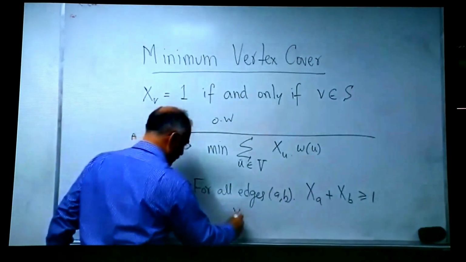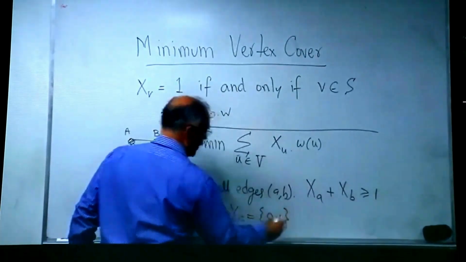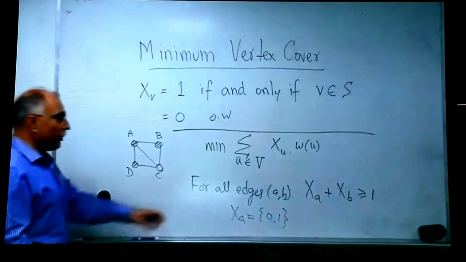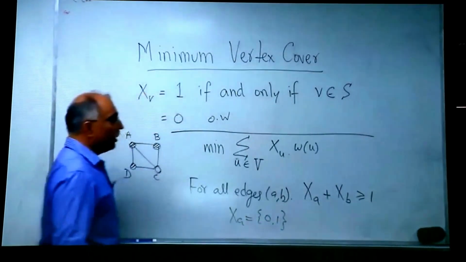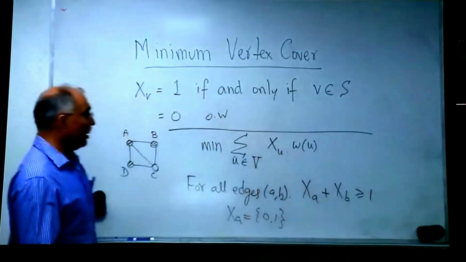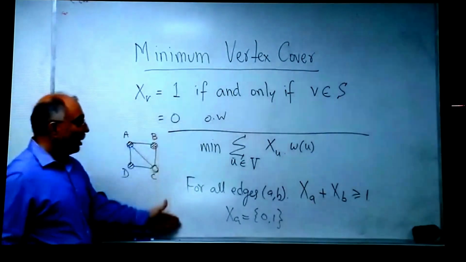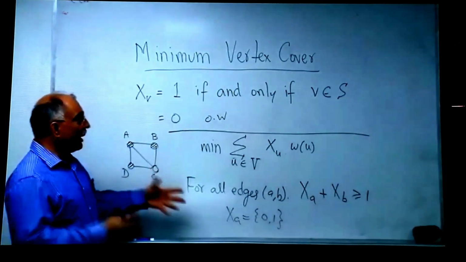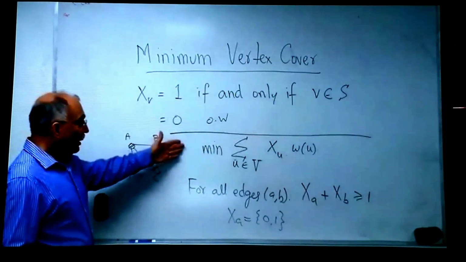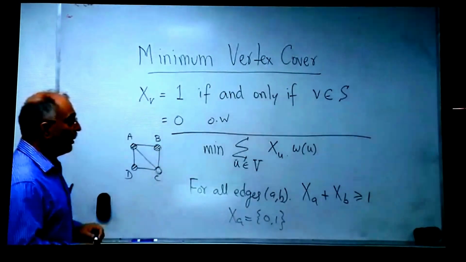And we have the condition that xa is either 0 or 1. So this is what is known as an integer linear program. It's an integer program because these variables are required to be integral. It's a linear program because I have linear constraints and a linear objective function. And if we solve this problem mathematically, then in some sense we will end up solving the vertex cover problem. It turns out that this problem mathematically is a difficult one to solve.